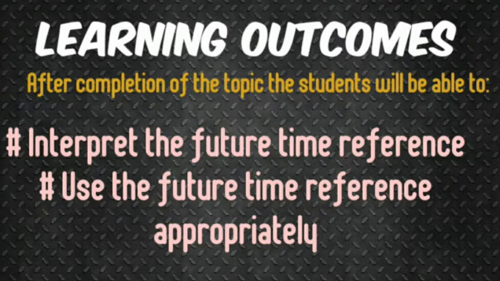Before going into details, let's have a look at the learning outcomes, means what you will be able to do after the topic's completion. So, after completion of the topic, you will be able to interpret the future time reference, means you will be able to tell or explain the future time reference. Secondly, you will be in the position to make appropriate use of future time reference.